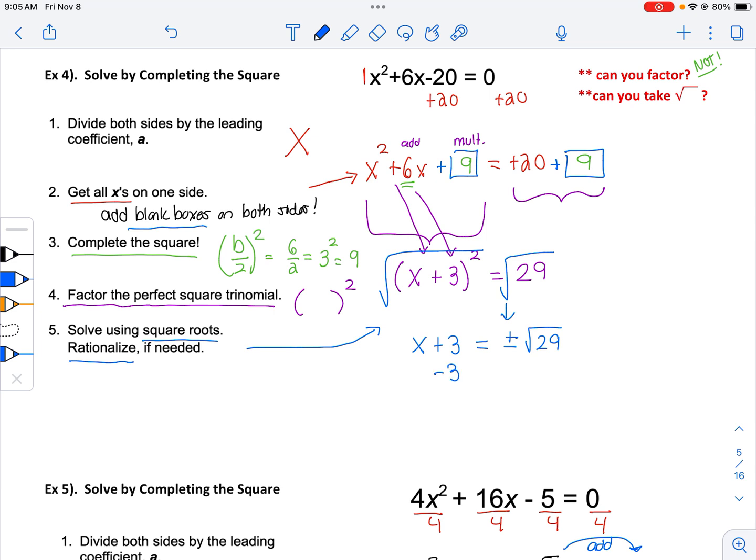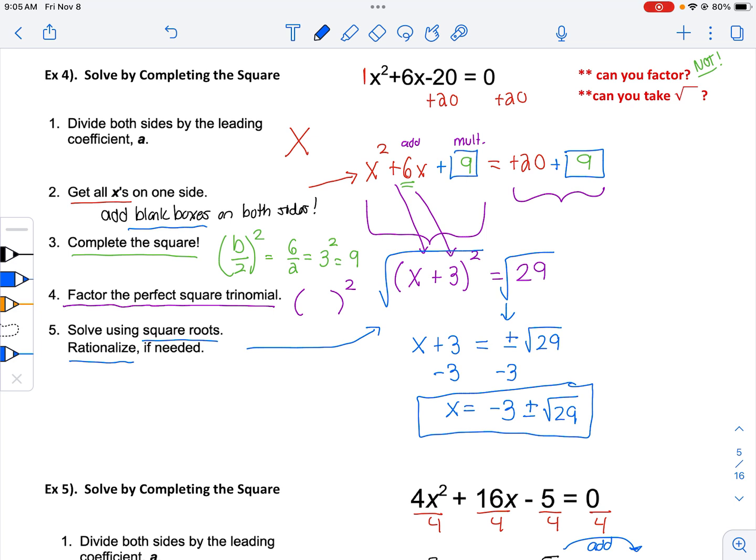So we will subtract 3 from each side. Now, I always tell people to leave the rational value first. So that's the negative 3. And then plus minus square root 29. And these would be our answers to this type of problem.